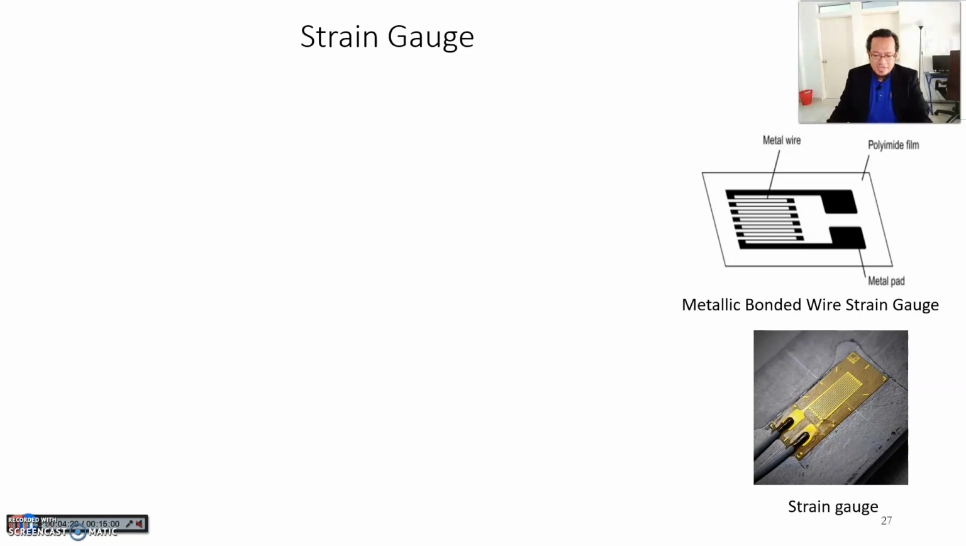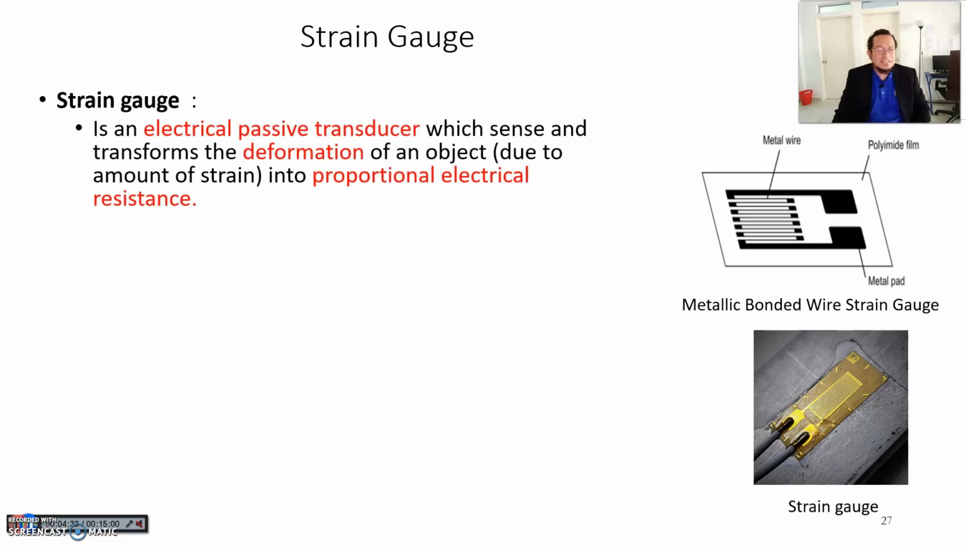So you have what you call a strain gauge. It's basically an electrical and passive transducer. Passive transducer means you need a power supply in order to produce an output, which senses and transforms the deformation of an object due to the amount of strain into proportional electrical resistance. So how does this device look? It looks like this.